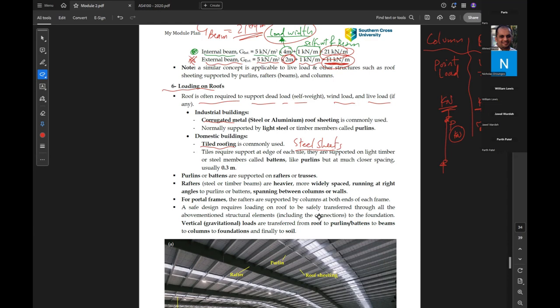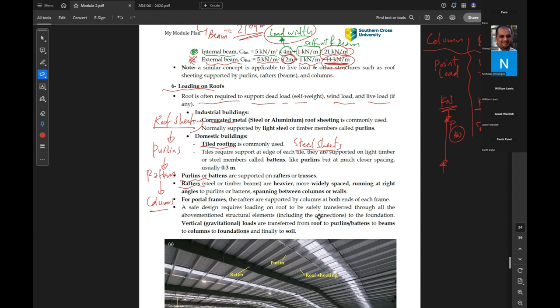Okay. And also we might have purlins and we have rafters. So we have roof sheeting, and then we have purlins, and then we have rafters, and then we have columns. So these are the elements of a shed, a domestic shed or a warehouse.